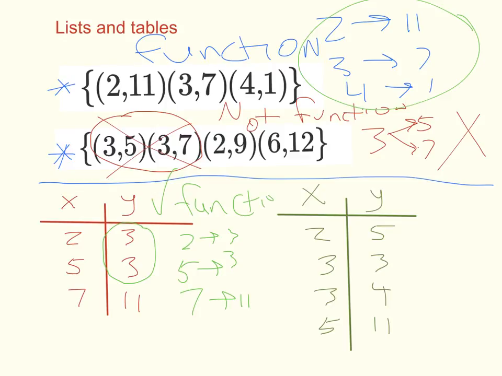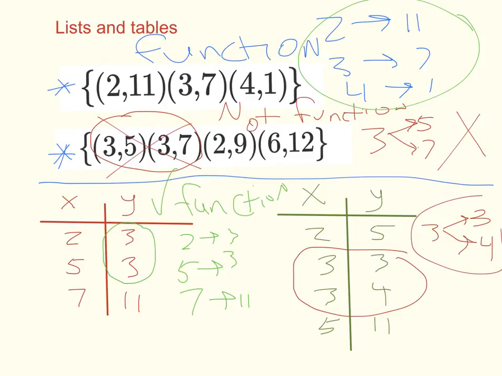Now let's take a look at the one in green. We see that 2 goes to 5, 3 goes to 3, 3 goes to 4, and 5 goes to 11. Now, these 2 points right here, similar to the second list, we have 3 going to 3, which is fine. But if 3 is going to 3, 3 can't go to 4 and have it be a function. So this one is not a function. I'm just going to write NF.